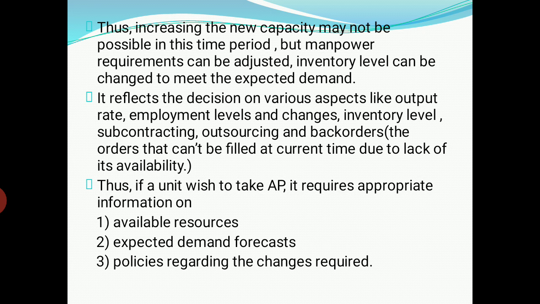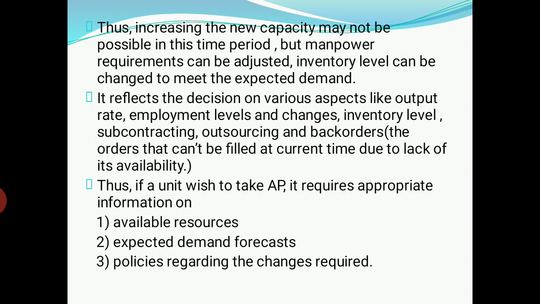Thus, if a unit wishes to take up AP, that means aggregate planning, it requires appropriate information on three things. These are the key things we must understand: if AP is to be done by the firm, what should it have information about? It should have information about the available resources. Naturally, what men, machines, materials or money do I have right now, right? Against it, whatever the expected demand forecast is, I should have complete information about that. And the third part is important, that's a bridge.